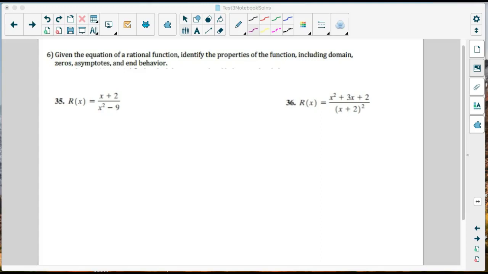Okay, in this video we're going to look at part 6 of the review, looking for properties of a rational function. We're looking for domain, zeros, asymptotes, and end behavior. Okay, a rational function is, these are the two examples.